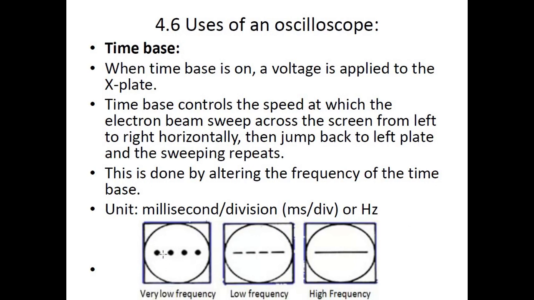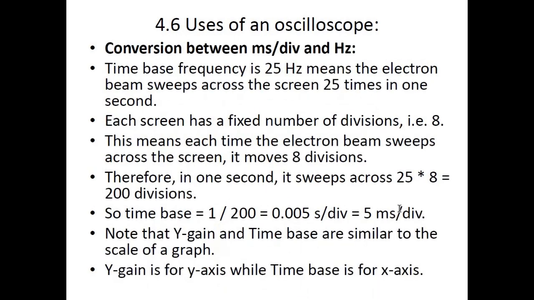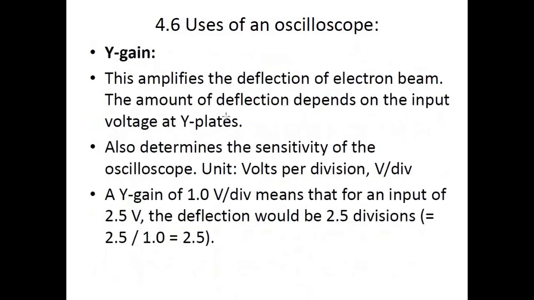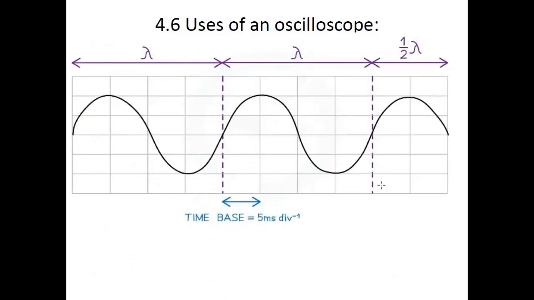See, if you have low frequency, there would be fewer dots. If you have higher frequency, the beam would be moving so fast that you'll see a line instead of simply dots. How do you convert between milliseconds per division and hertz? Time-base frequency of 25 hertz means that the electron beam sweeps across the screen 25 times in 1 second. Each screen has a fixed number of divisions that will be given to you in the form of a grid in the question.